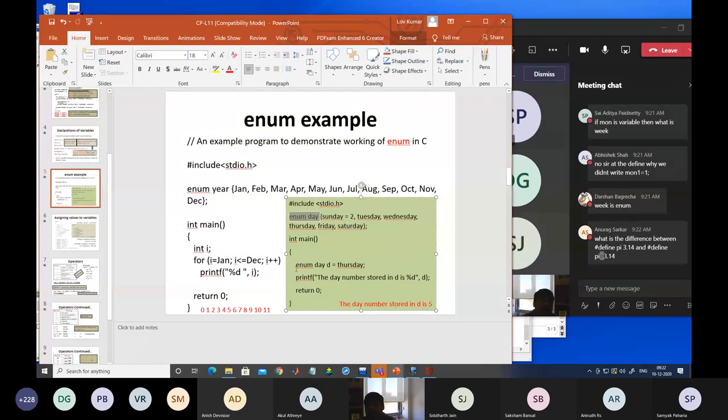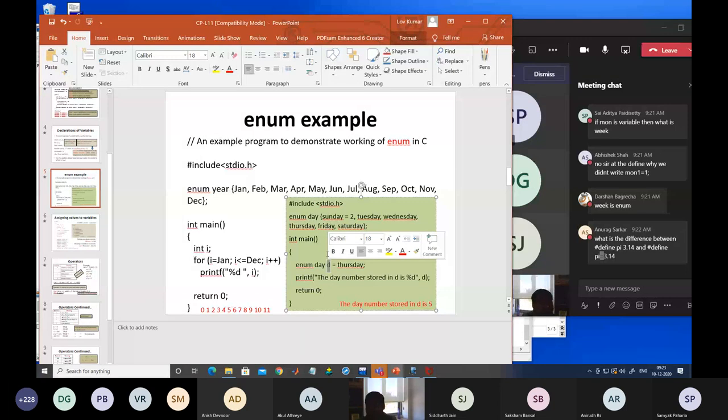Means how to create any variable of integer, anyone. If you are going to create variable a for integer, what are we writing? Int a. Same like that here, what are we writing? Enum day d. What do you mean by that? We have created one d of type enum day. What is your enum day? Enum day is a user defined data type.